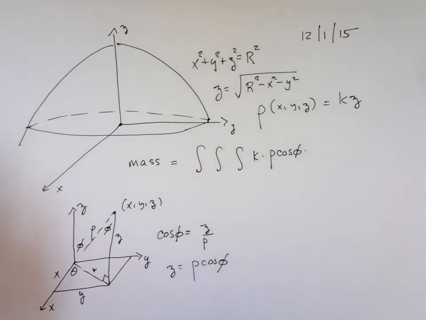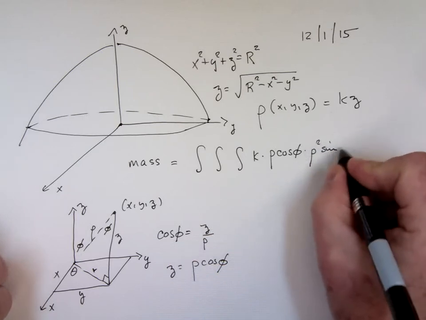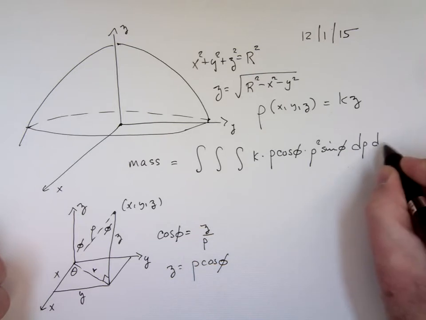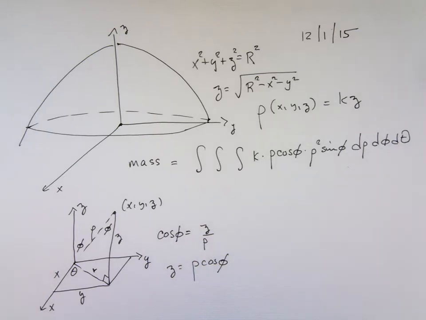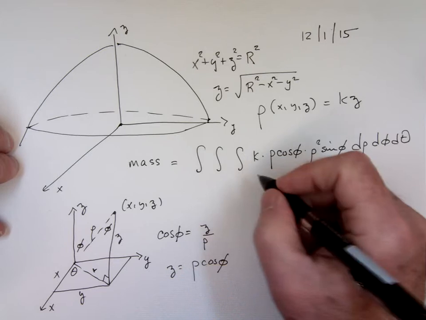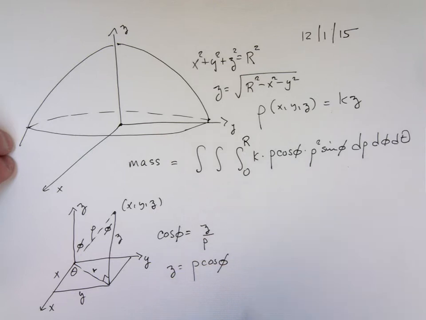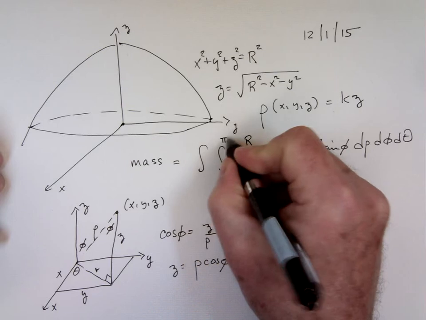So we need k z. Now, in addition to that, we need an integrating factor when we go to spherical coordinates, and that's a rho squared sine phi. And then we have a d rho, d phi, d theta. You can go in either order here. That will give us the mass of this hemisphere. The limits of integration: the rho limits we said were 0 to R. The phi limits? 0 to pi over 2.